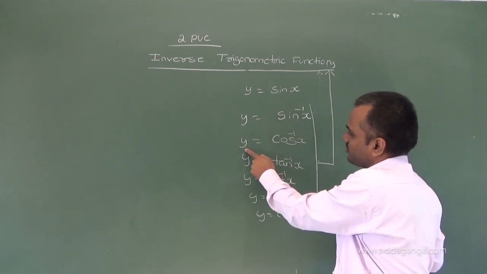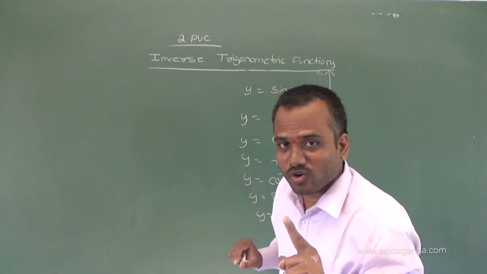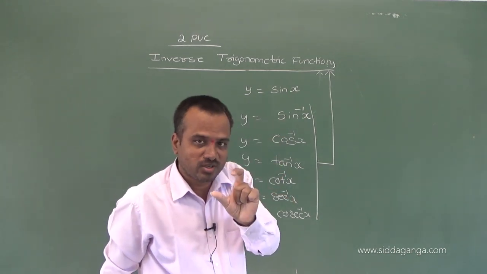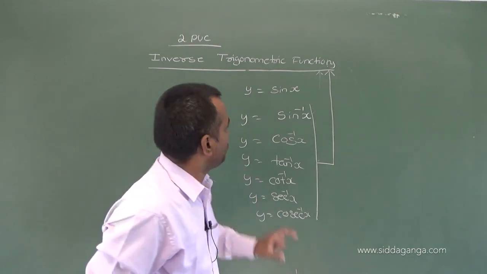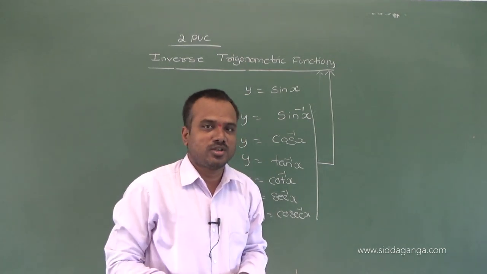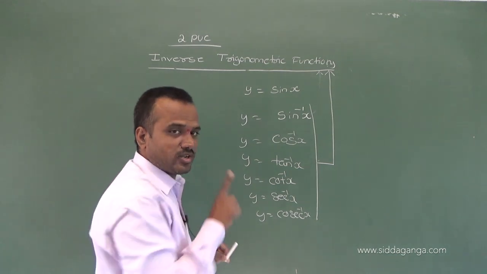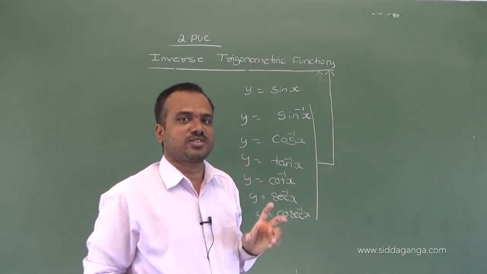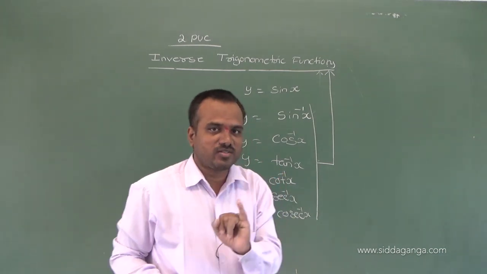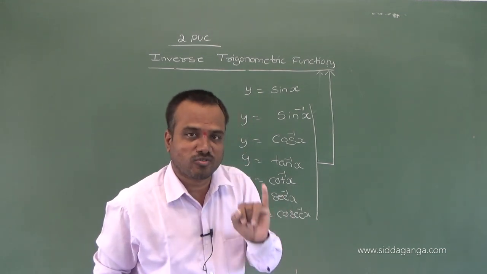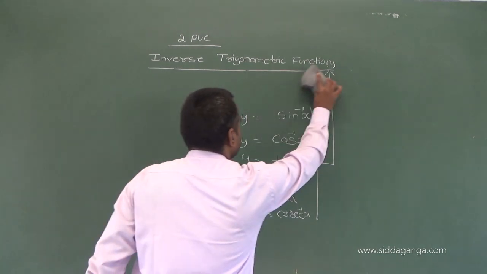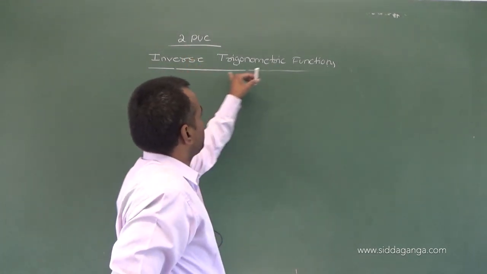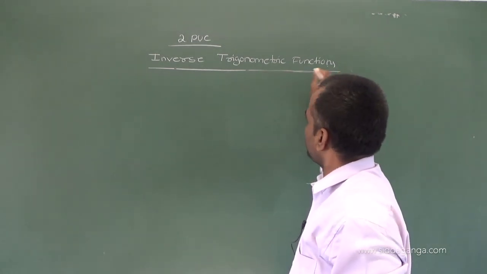Y is equal to sin inverse x, cos inverse x, they are not equal to 1 by sin x, 1 by cos x, 1 by tan x, like that, because these are all the symbol to denote what? Inverse trigonometric functions. Now what we do, we find one by one the derivatives. Firstly we find the derivative of sin inverse x, derivative of cos inverse x, derivative of tan inverse x, derivative of cot inverse x, derivative of secant inverse x, derivative of cosecant inverse x, okay. So these are all not in first PUC, these are all in second PUC. So that's why I write second PUC inverse trigonometric functions.